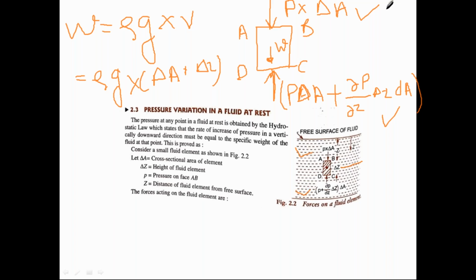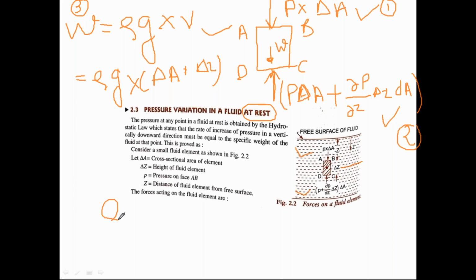So basically we have three forces. One is the pressure force acting in the downward direction on surface AB. The pressure force acts in the upward direction on DC, and the third is the weight of the element, in the vertical downward direction. Now what will we do? The fluid is at rest.